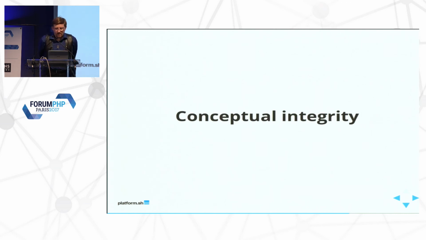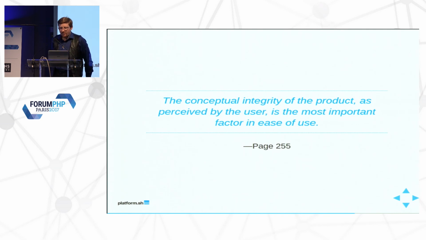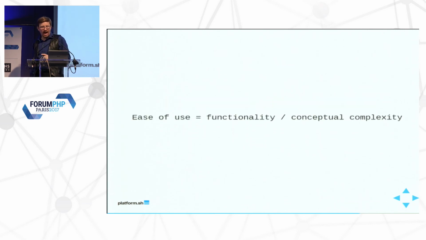And finally, let's talk about conceptual integrity. The conceptual integrity of a product as perceived by the user is the most important factor in ease of use. As perceived by the user. How easy to use something is not a simple, oh, this is easier than that. It's a function of how much power and functionality you get for the amount of conceptual complexity you need to learn to be able to use it.